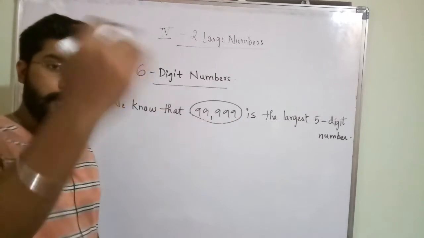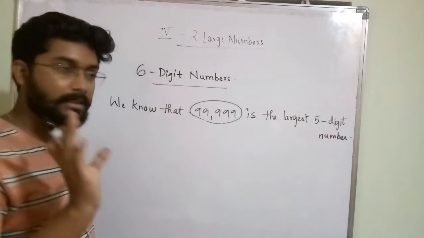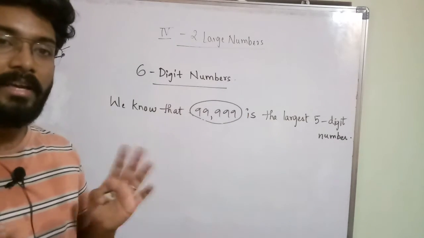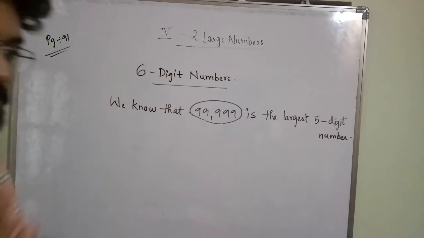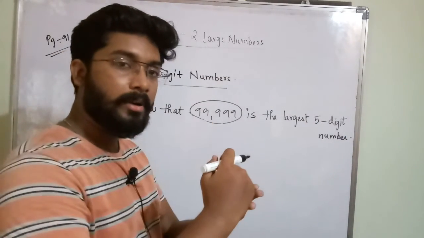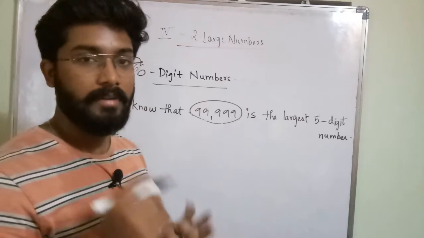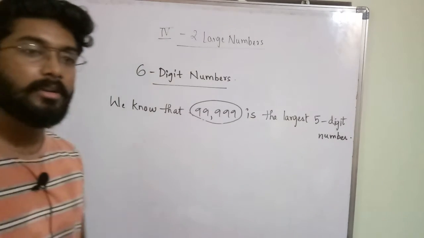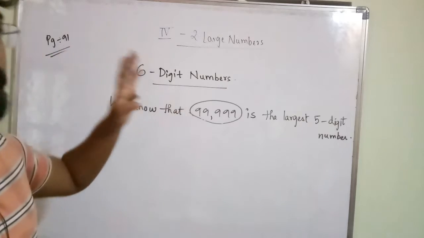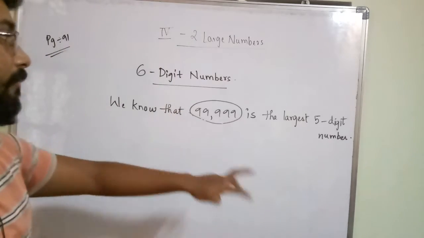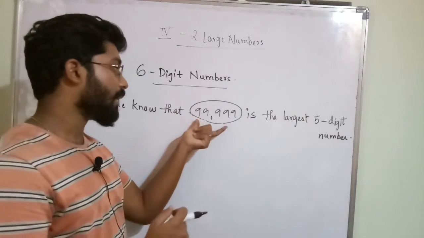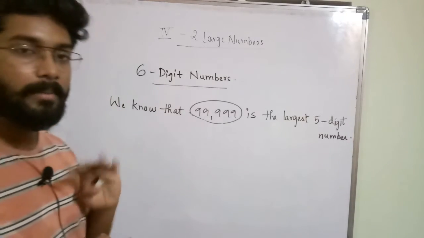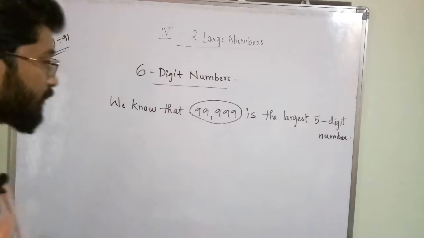Starting number will be the smallest, the starting of that digit. If you are talking about 5-digit numbers, starting of 5-digit will be from where? 10,000. 10,000 is the smallest 5-digit number because from that number only 5-digit numbers are starting. What is the largest 5-digit number? 99,999. Why? Here only the 5-digit numbers are ending. That's why it is the largest 5-digit number.